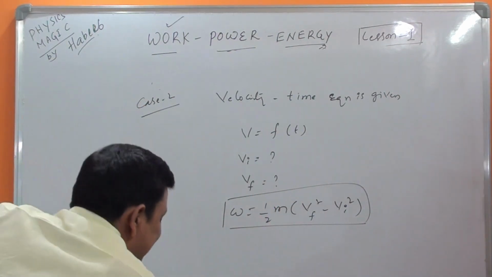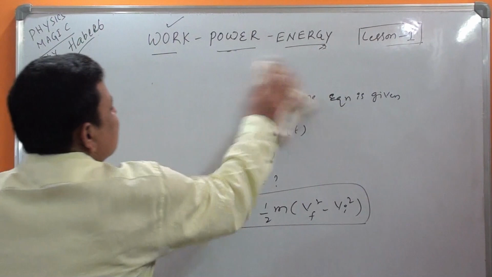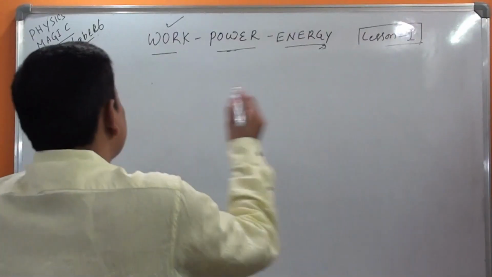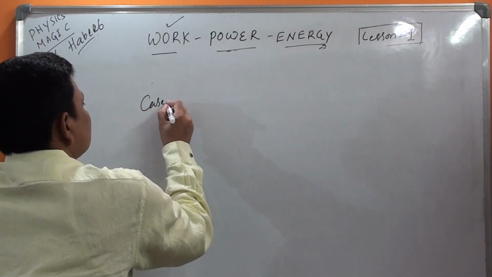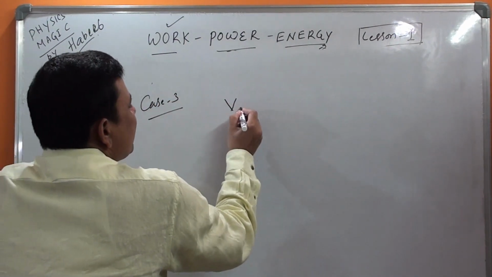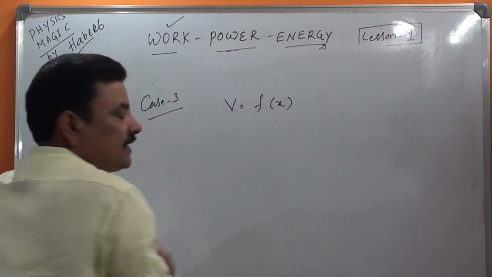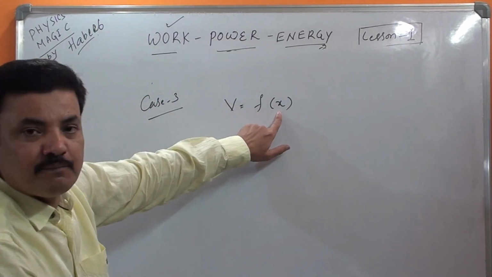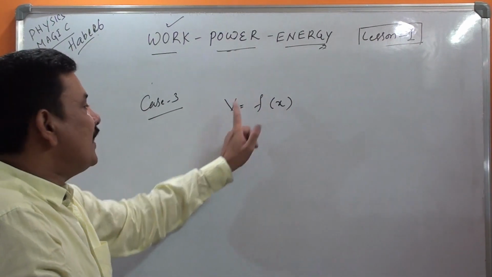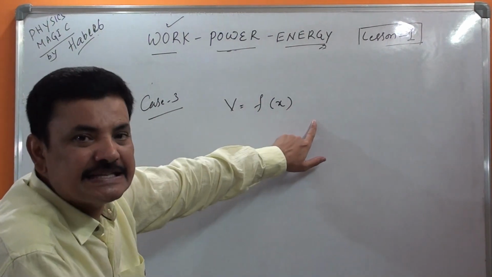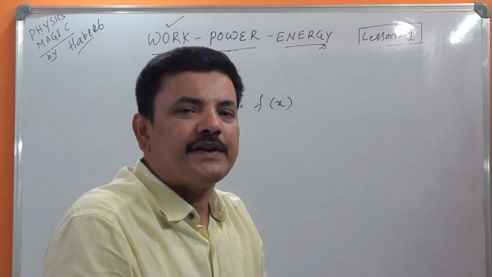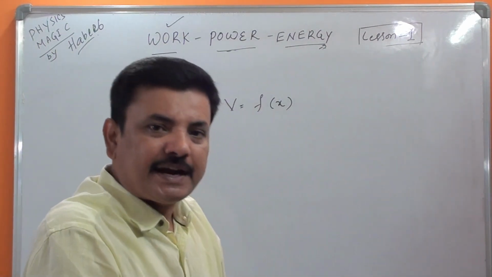Similarly, case 3 is also there. I will explain case 3 also, and after that we will do some numericals on that. Then you will be getting a clear idea. Case 3. Then V is equal to f of x. So velocity is function of position. This is called the velocity-position equation. These 3 are different. Except these 3, 100% you will never get any other kind of question.